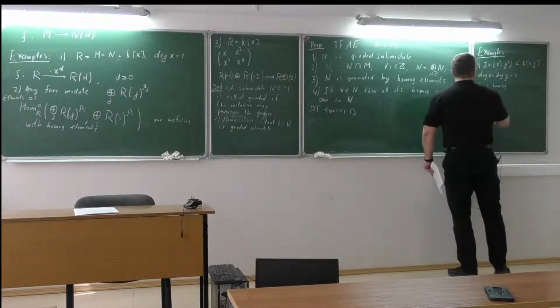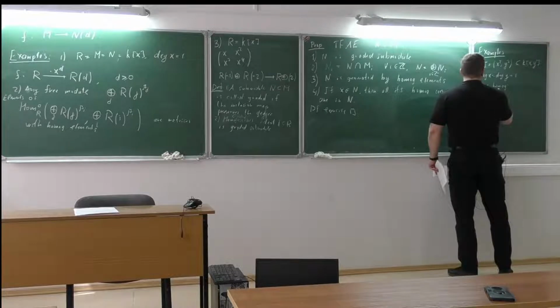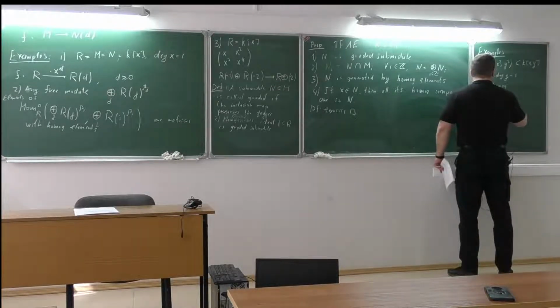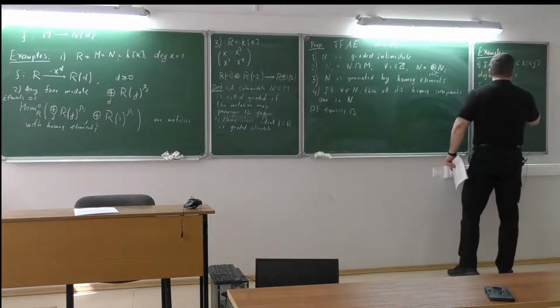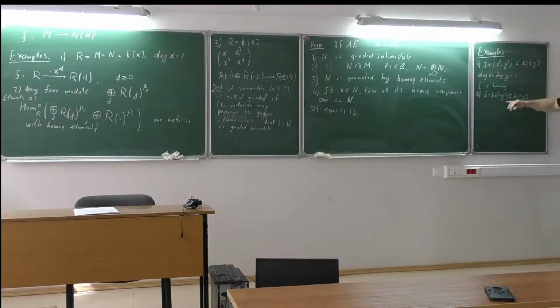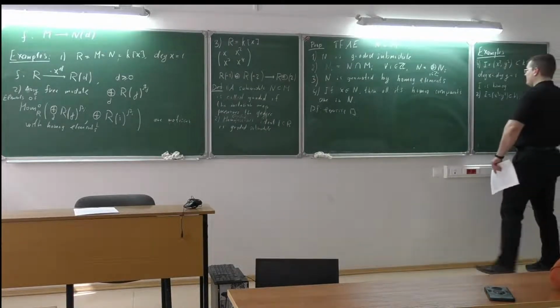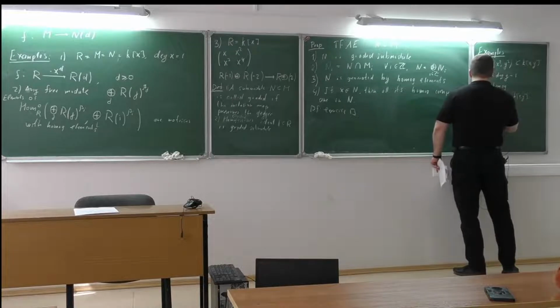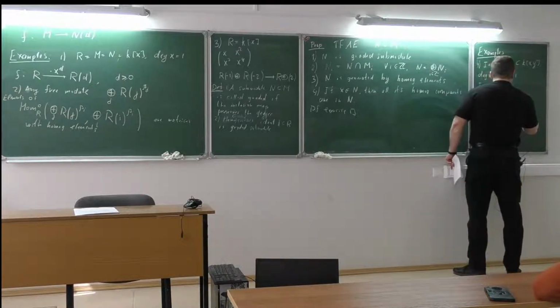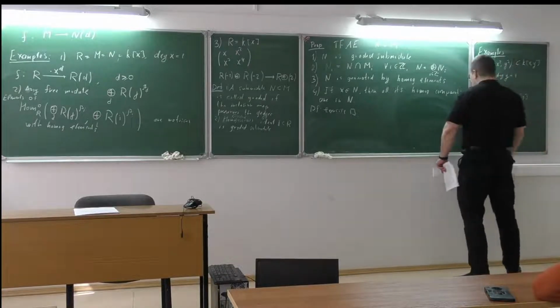So 2, well, if you consider, for example, x cubed minus y squared inside the same polynomial ring with the same degrees. Well, clearly this is not homogeneous. That's not a homogeneous element. So then I is not homogeneous.